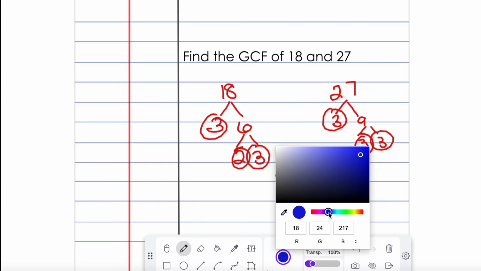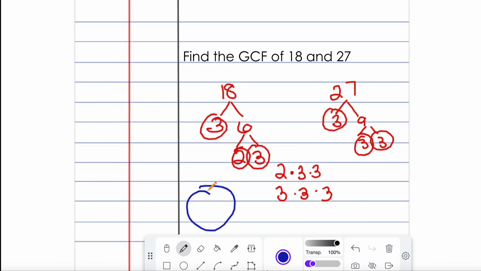So now let's make our Venn diagram. So what do they have in common? They have a 3. Ooh, they have another 3. And those are the same, so then we take 3 times 3, and the greatest common factor would be 9.